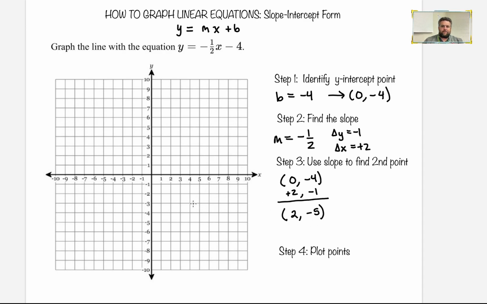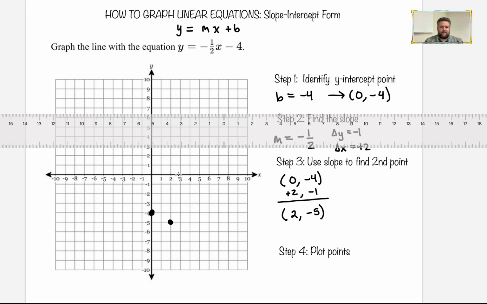So all we got to do is plot the points. So we're going to go with (0, negative 4), and then we're going to go to (2, negative 5). Okay. If we look at the order of our points, it gets bigger on the x's and gets smaller on the y's. Therefore, we have a negative slope. This does match up. And now we have our second point.